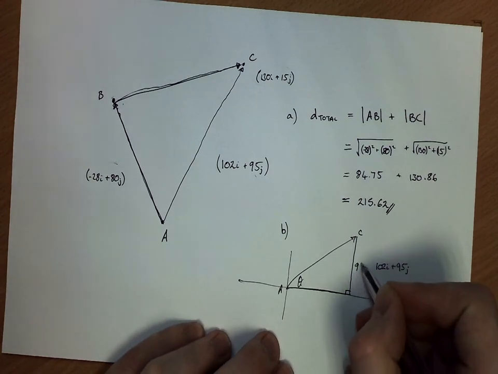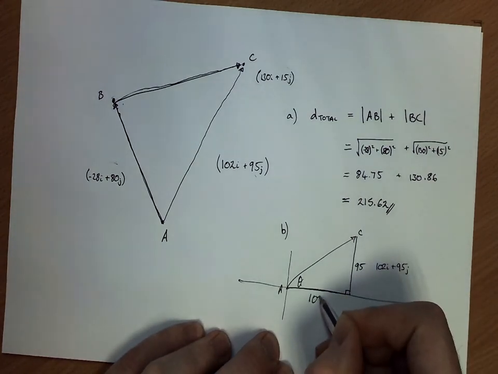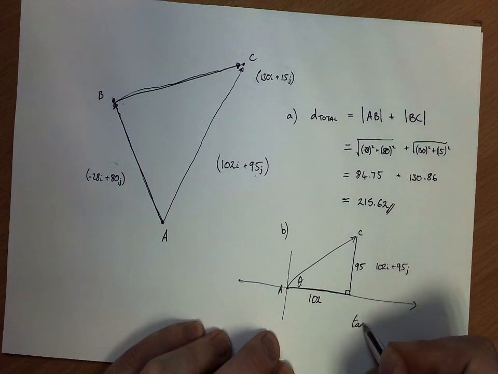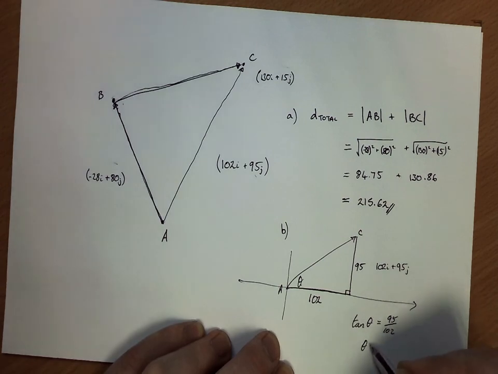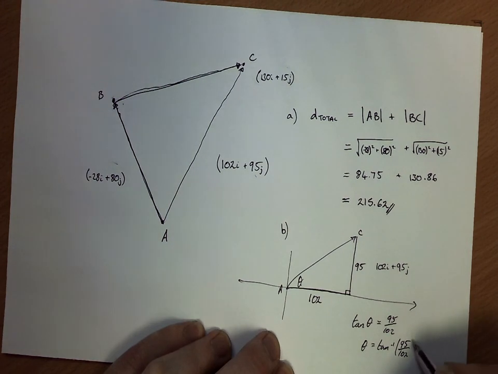The opposite is 95, the adjacent is 102, so tan theta equals 95 over 102. So theta is tan inverse of 95 over 102. Type this into a calculator and we get an angle which is 42.96.